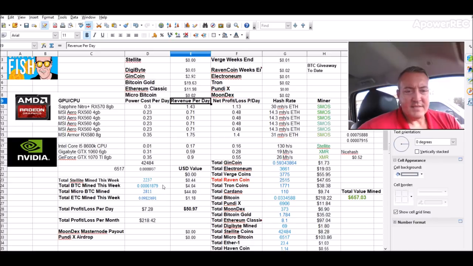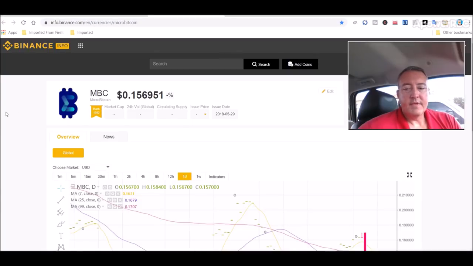But we got Stellite, 2,237 Stellite mined this week, giving me a grand total of 42,484 Stellite mined. If the micro Bitcoin price holds, we're sitting at a total value mined of $657. But I think I'm just going to put this back. What I had in there before was just a guesstimate on my part, and that was 0.001. But I don't know. Again, let me know down below if you guys know of any reason why this would be 15, almost 16 cents on Binance Info.